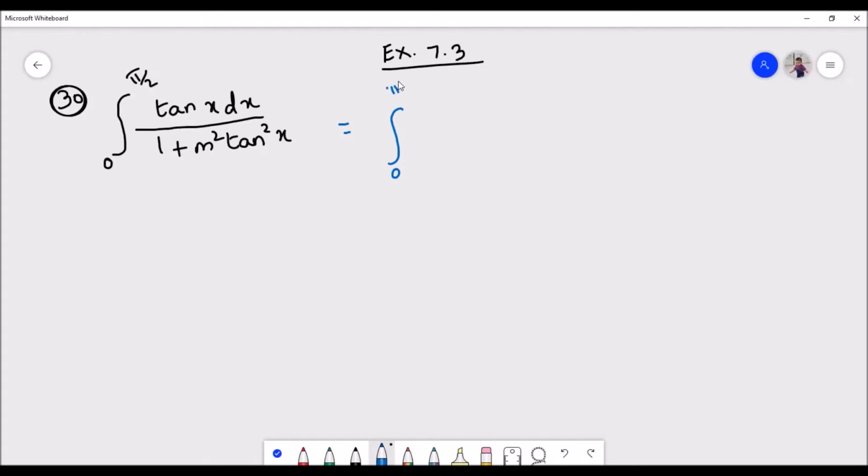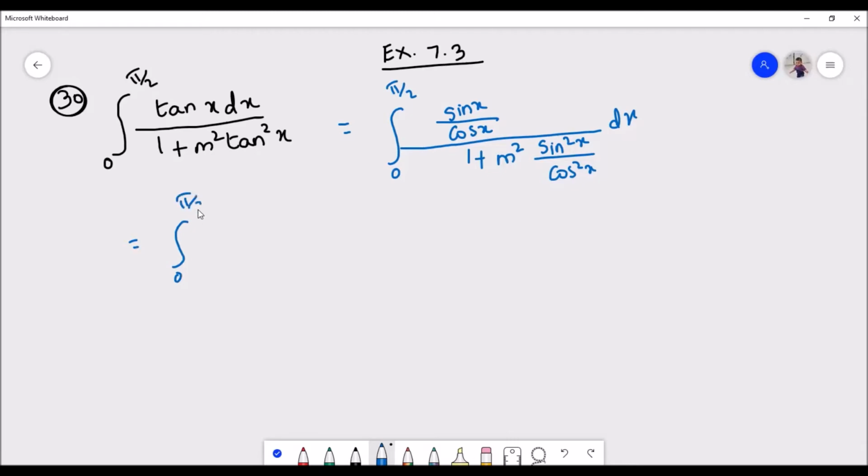So 0 to pi by 2, tan x can be written as sine x divided by cos x, whole thing divided by 1 plus m square of, again tan square is sine square x divided by cos square x dx. So I just changed tan x as sine x by cos x. So what happens now? Let me write as it is.